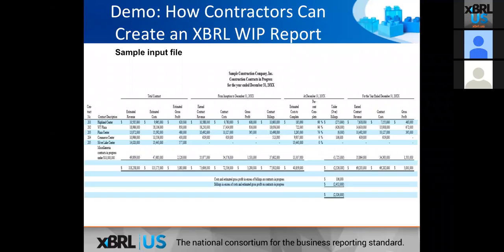So that being the process, we understand how to simplify this process. On the screen is a sample input file, which is a construction contracts in progress report. So just keep this input file in mind. This input could be in a PDF document, or it could be in an Excel spreadsheet. It doesn't matter. So let's move on to the next slide.